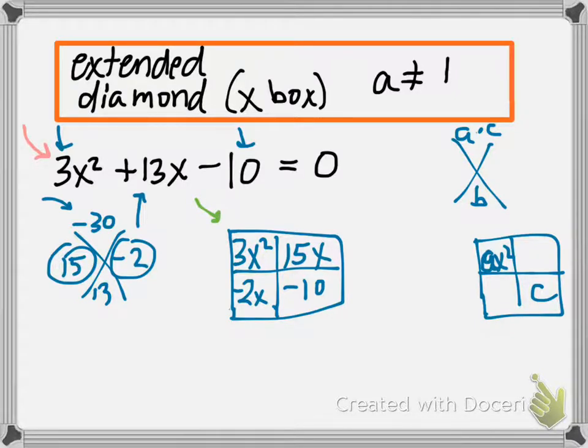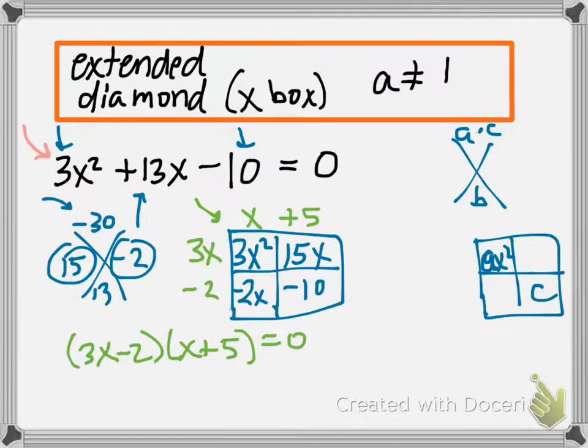So 3x squared is 3x times x. But look across the row here. 3x squared and 15x both have a factor of 3x. So I'm going to put the 3x here and the x on top. And 3x times positive 5 is 15x. X times -2 is -2x. So the edges of the box here is how it factors.